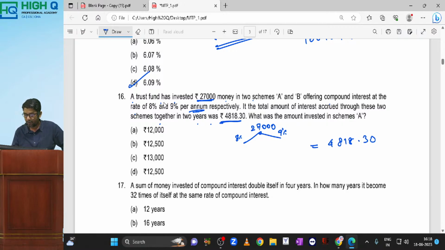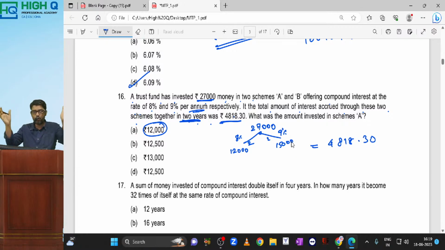A trust fund has invested 27,000 rupees in two schemes A and B, offering compound interest at the rate of 8% and 9% per annum respectively. The total interest through these schemes together in 2 years. So do what I am saying, my dear. Option A is 12,000. Let me take scheme A as 12,000, scheme B the remaining 15,000. Don't waste your time doing all the methods. Simply take your calculator.